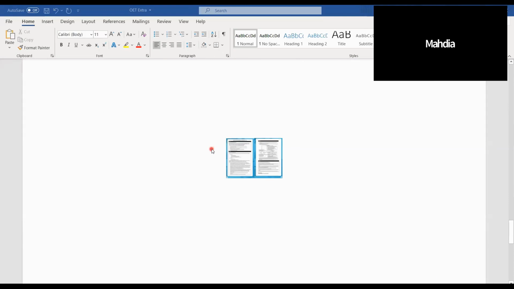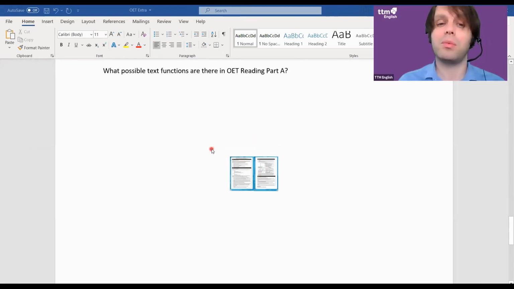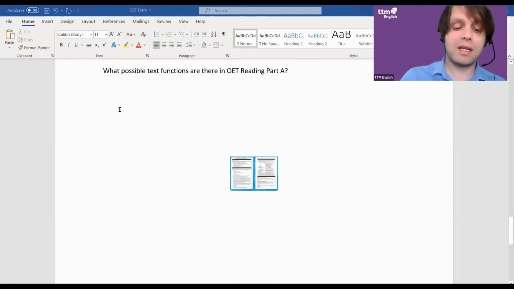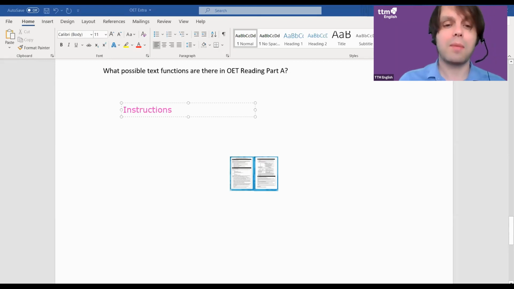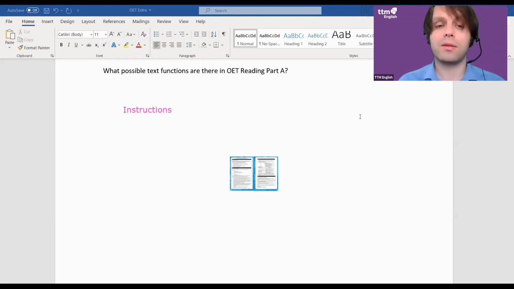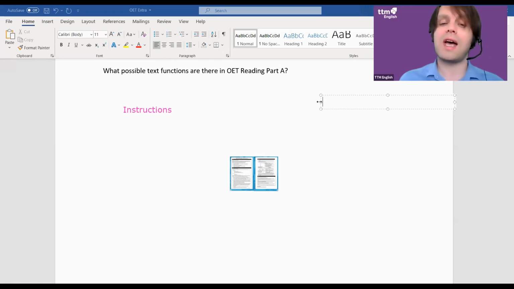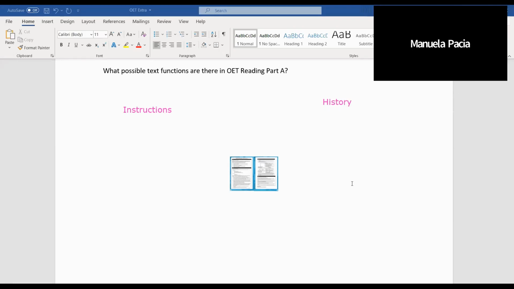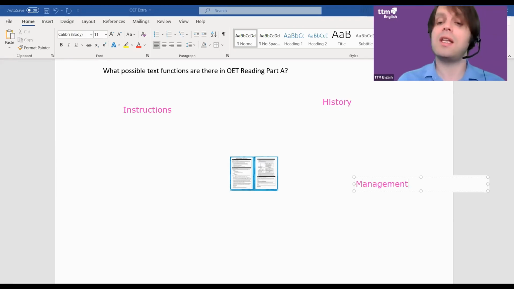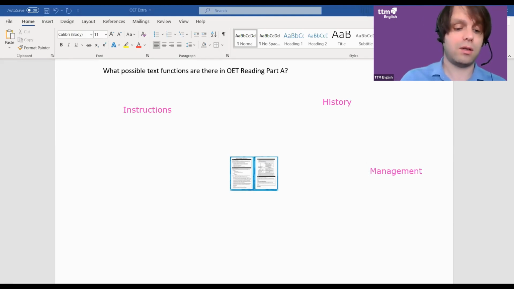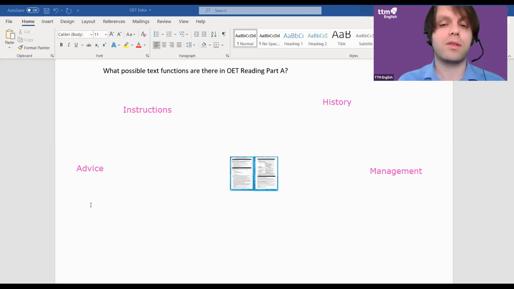So there's loads of possible functions. I want you guys to think about possible functions now. One might be instructions. Okay, I'm going to ask someone else in the class now, though. How about Manuela and Marwa? Possible text functions: instructions. We could have, what else? History, management. Okay, how to management. Anything else? Advice. Ah, yes, it could be an advice text. Okay, advice text. What else?